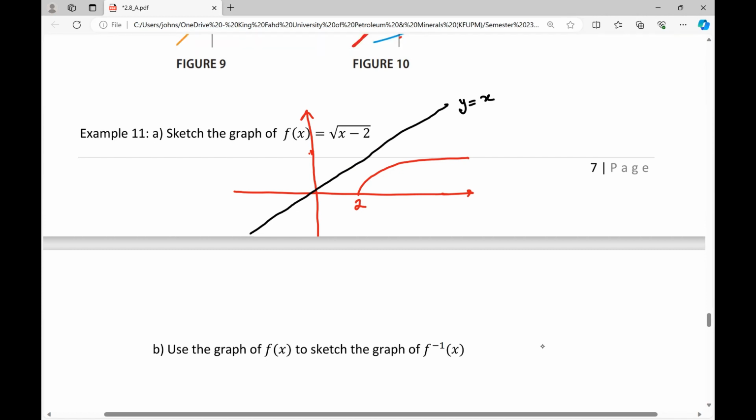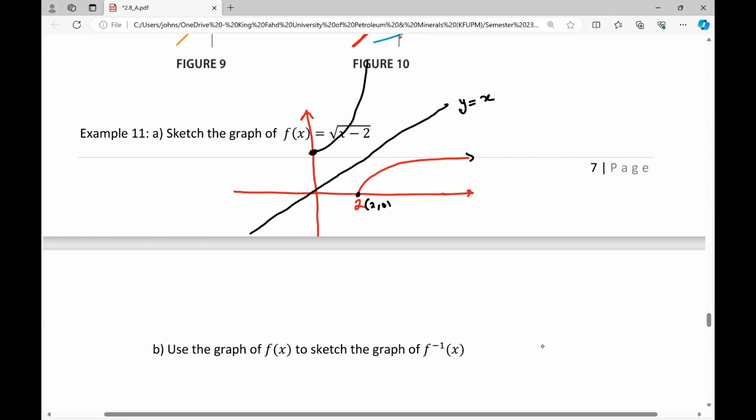So all we need to do is to reflect this red line, the graph of f, across this line. As you can see, we have an idea here. Here you can see the point (2, 0) on the graph of f is definitely going to be (0, 2), which is somewhere here. And it is clear to see that this will just open up as well, something like this. So this will be the graph of what?